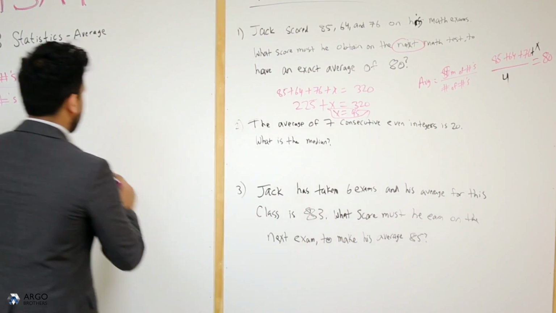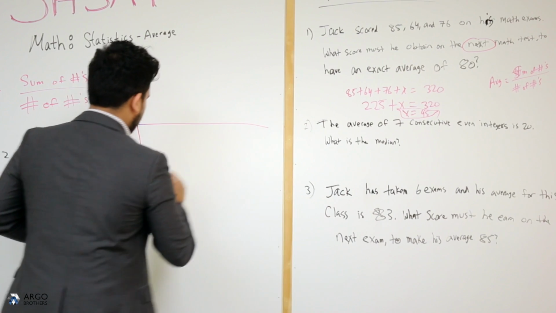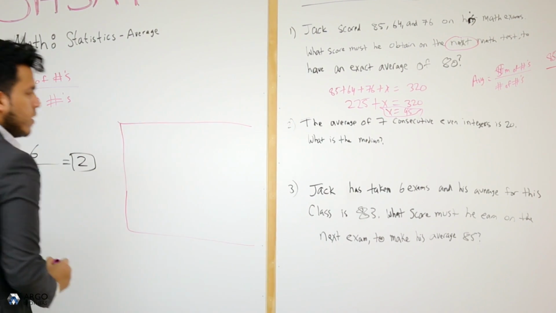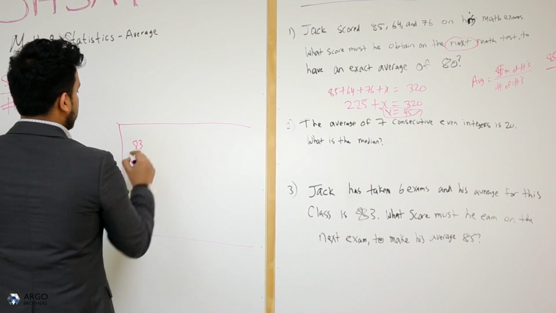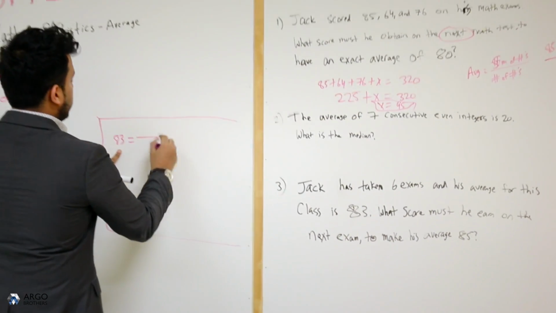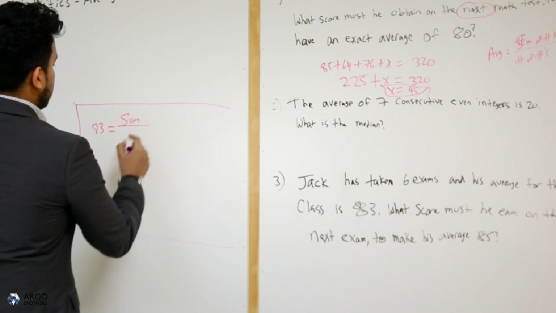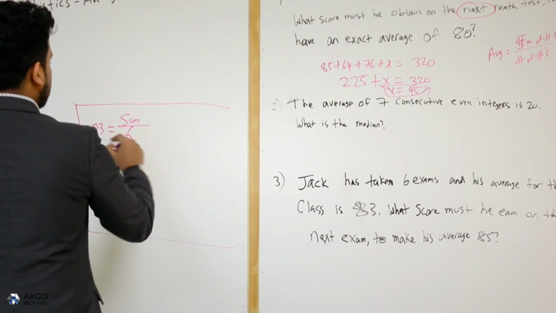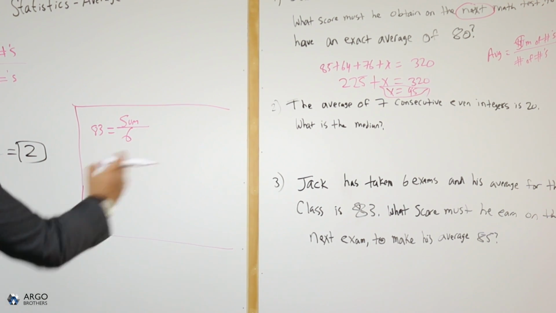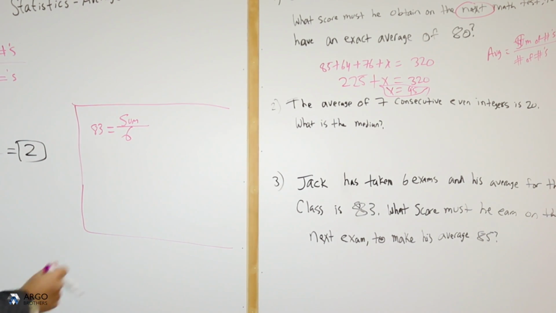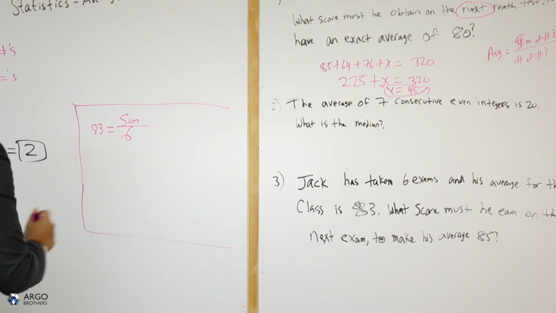I'm going to go ahead and show the work over on this board. He's taken 6 exams. His average is 83, so this is the average. The sum of numbers, which we don't know, over the number of numbers, which is 6. This is what I have so far. What score must he earn on the next exam to make his average 85?